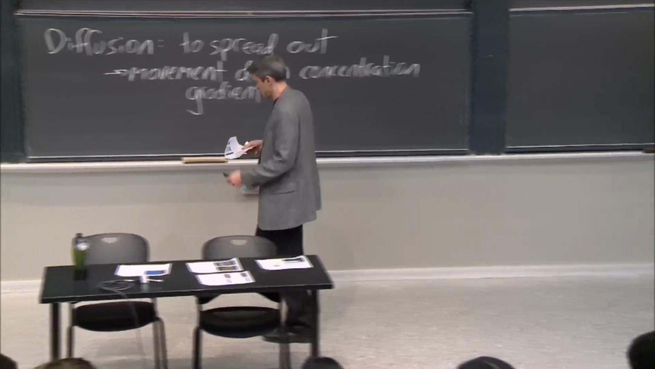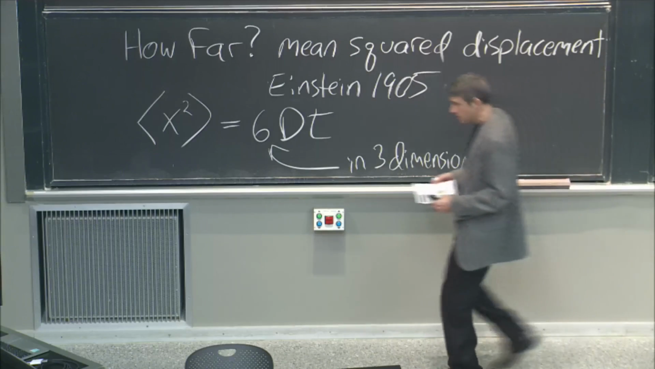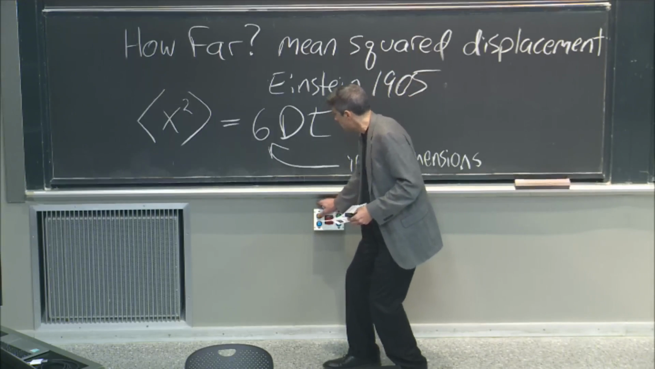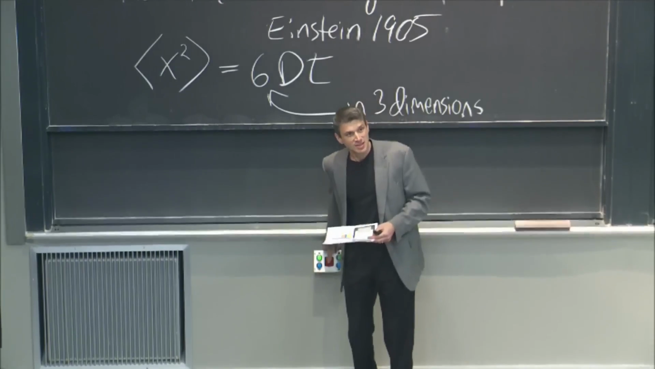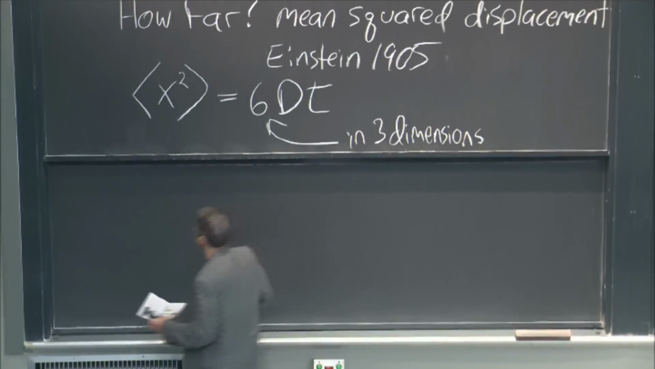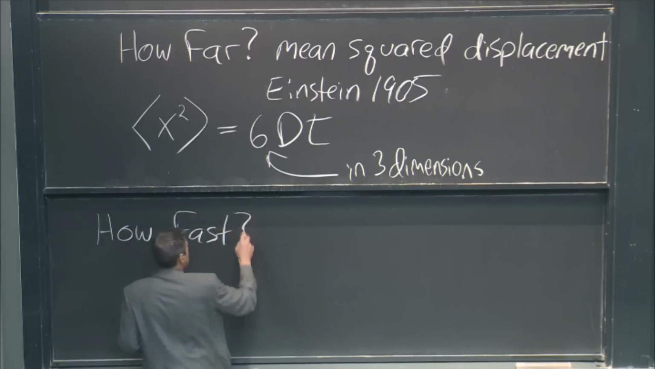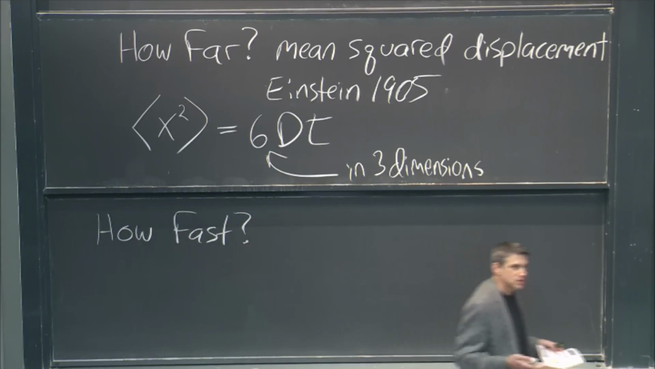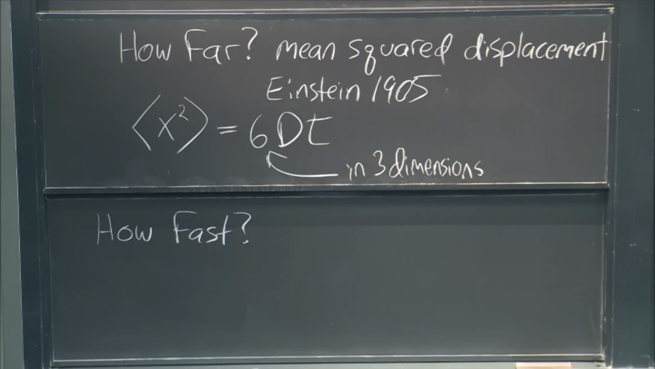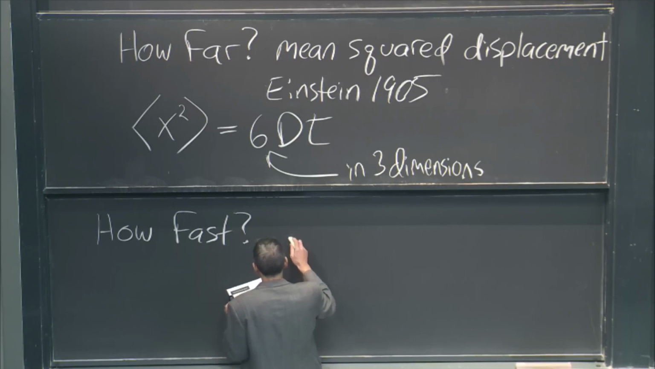But now what we're going to be more interested in this class is not how far, but how fast. We're interested in how fast. And again, these are questions that Brown couldn't answer. Brown observed these things and wrote about them, and that's why it's called Brownian motion. But it was later that people said, well, let's try to think about how to write this down and come up with theories that explain it. And so for how fast, now we have the flux.